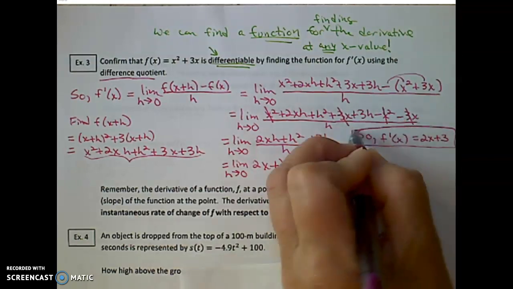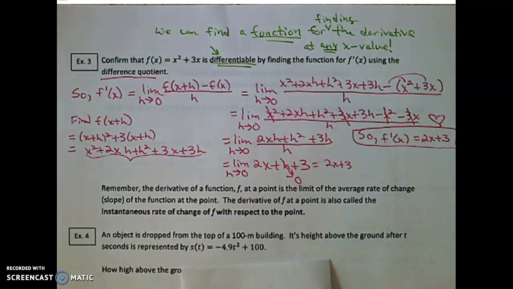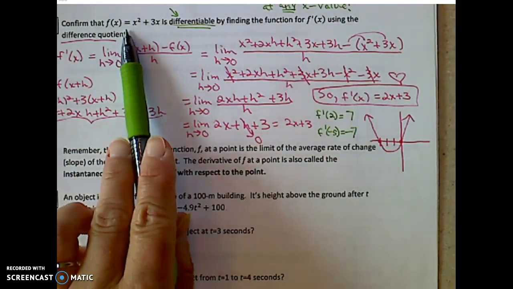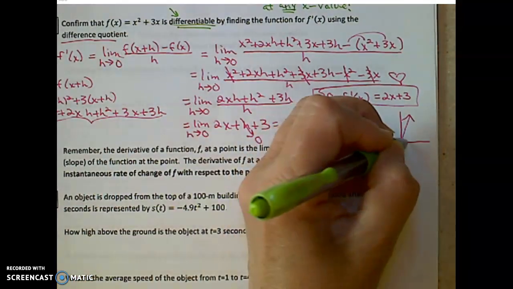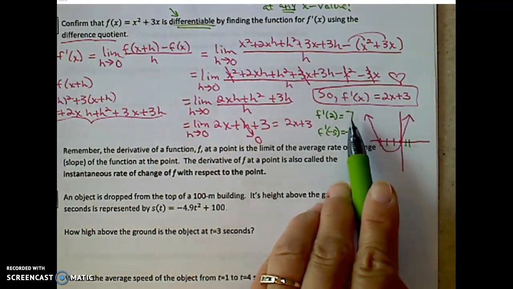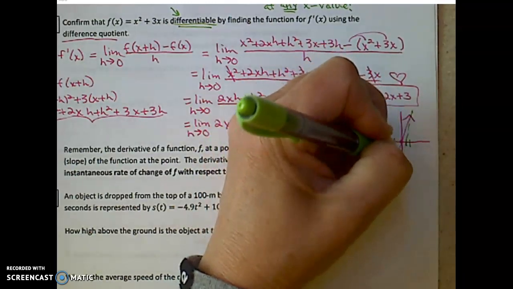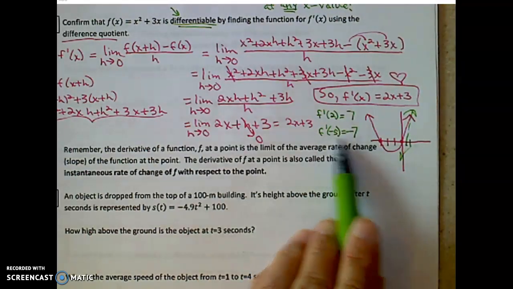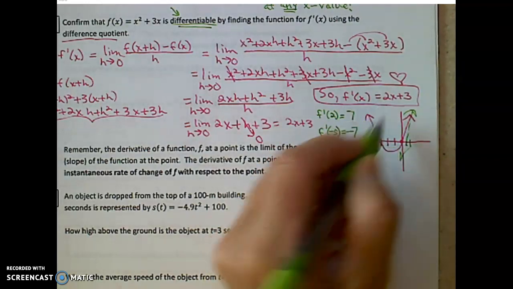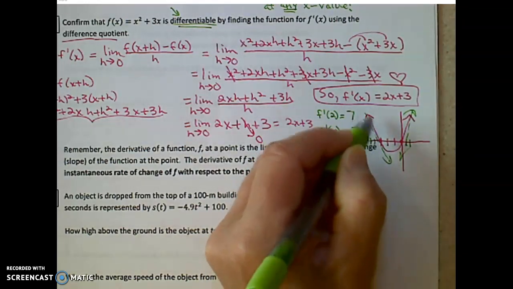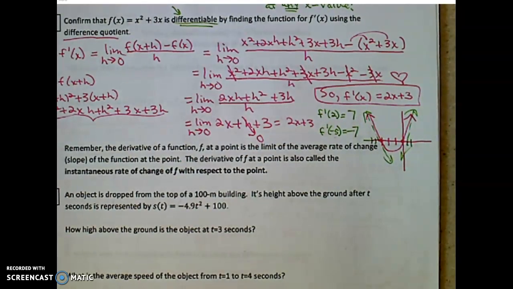Circle it, star it, love it. I'm going to convince you real quick that that's true. Watch this. Here's my original function graphed. If I find the slope at positive 2 using my formula, I get 7. But if I find the slope at, let's say, negative 5 down here, my slope plugging into the formula is negative 7. And it confirms using that formula for the derivative.